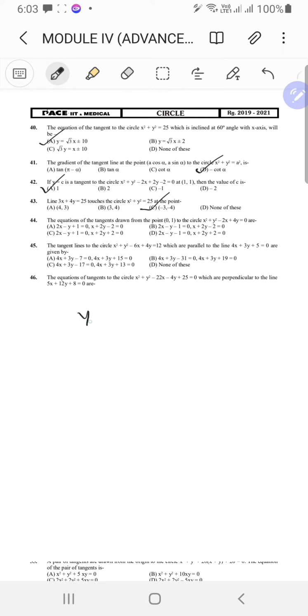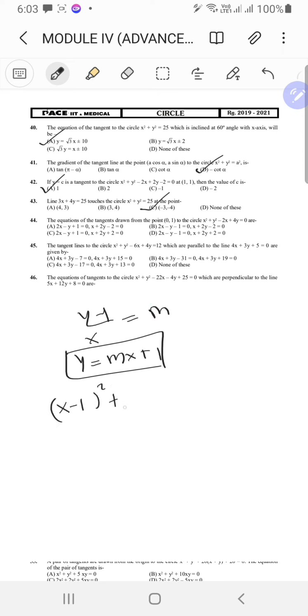Okay, so y minus 1 upon x, that should be m. Okay, so that means y equals mx plus 1. That's our tangent for now. And what's this? Okay, so this circle is like (x minus 1) squared plus (y plus 2) squared, 1 plus 4 is 5. Yeah, is that correct? Yeah, it should be correct. Okay, and which means r equals square root of 5.